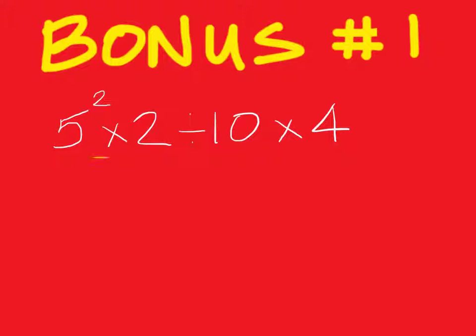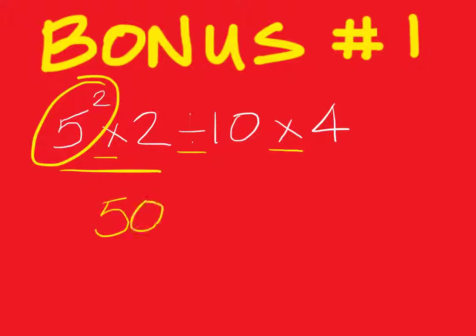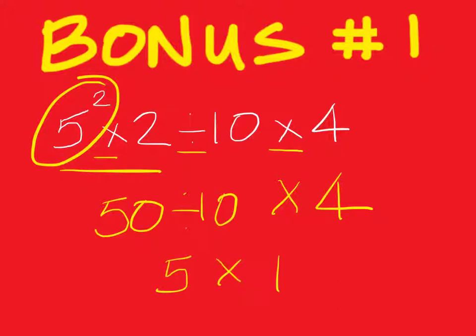You have multiplication, division, and multiplication. You have to do those in order from left to right. So you have 25, and then times 2 is 50. And then you still have to divide by 10 and multiply by 4. So 50 divided by 10 is 5, times 4 is 20.